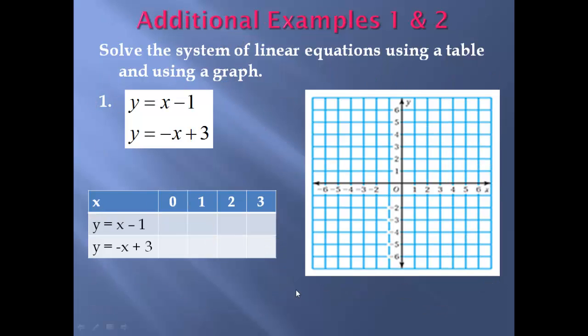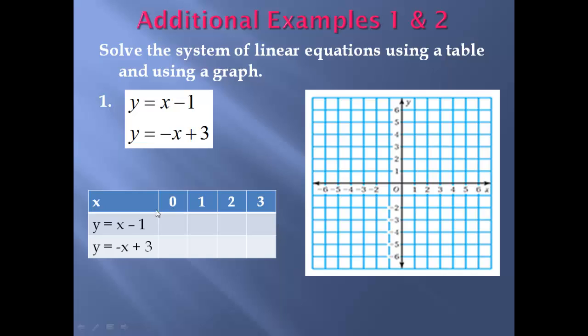Now we have an additional example that goes with 1 and 2. We want to solve the system of linear equations using a table and using a graph. You may pause the video and try it on your own, or you can follow along. The first thing we're going to do is fill out our table. We have the equations y equals x minus 1 and y equals negative x plus 3. We're going to plug in 0, 1, 2, and 3 to both of these equations.